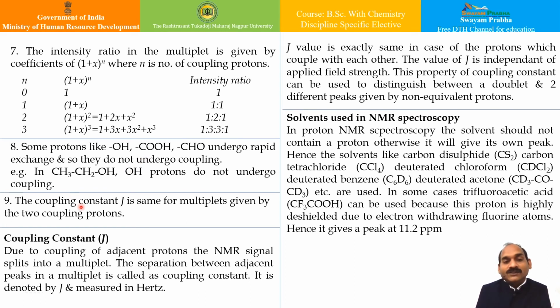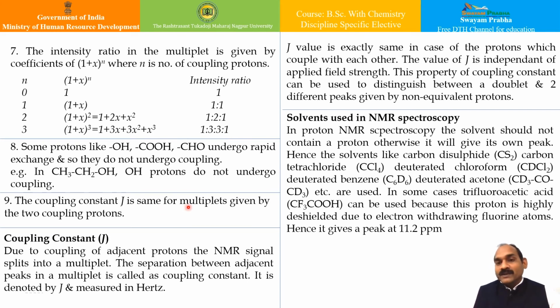Similarly, the coupling constant J is the same for multiplets given by 2 coupling protons. Now, what is this coupling constant? Due to coupling of adjacent protons, the NMR signal splits into multiplets, and the separation between adjacent peaks in a multiplet is called the coupling constant. It is denoted by J, and it is measured in Hertz. This J value is exactly the same for protons which couple with each other, and the value of J is independent of the applied field strength.